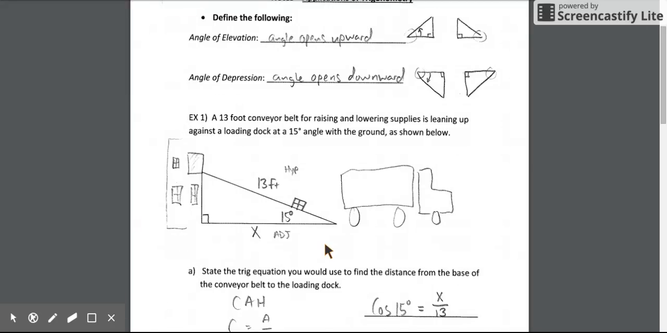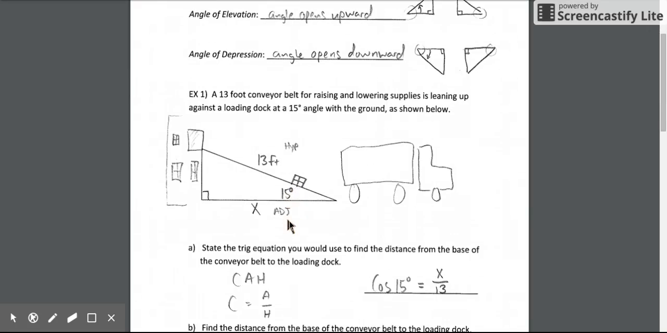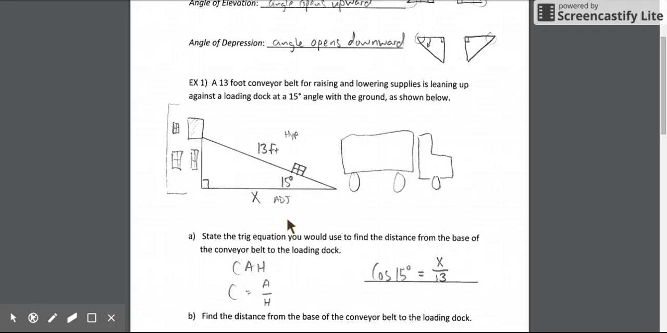A 13-foot conveyor belt is being used to raise and lower some packages or supplies, and it's elevated at 15 degrees from the ground. We want to state the trig equation we would use to find the distance from the base of the conveyor belt to the loading dock. So a base length is going to be on the bottom. The conveyor belt is the leaning side. That's going to be our hypotenuse. That length is 13. And we have our angle of 15 degrees.